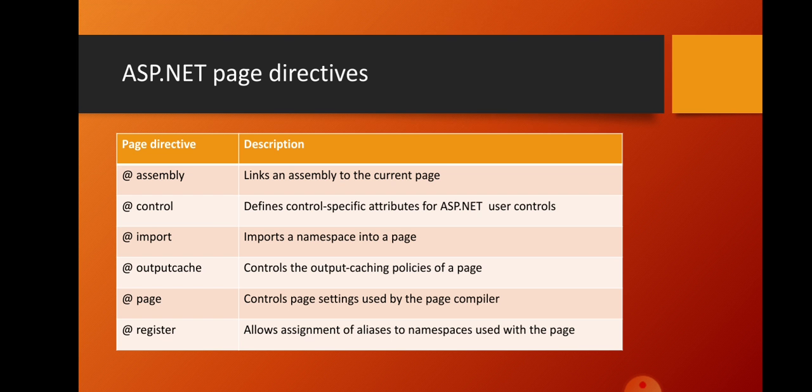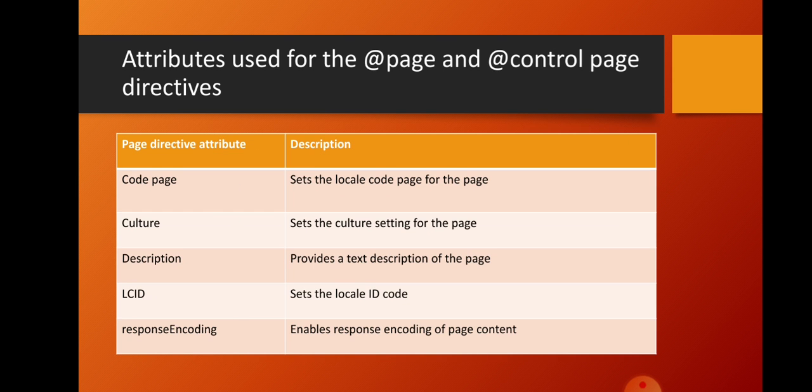Next we move on to the various page directives. First is @assembly. It will link the library files to our current page. Next, @control. It will control the specific attributes of the user controls. Next, @import. It will import the header file to the page. Next, @outputcache. It will control the output of a page. Next, @page. It will control the settings for the page compiler. @register. It will assign a name for the namespaces used with the page. Next, code page. It will show the location of the page.